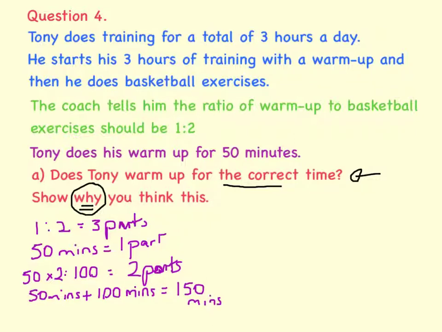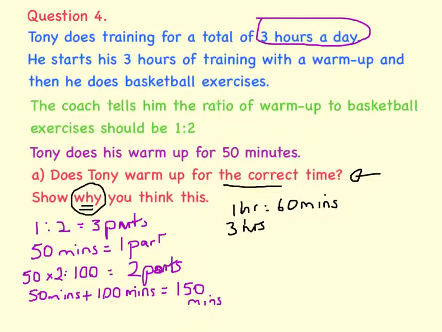We know he trains for a total of 3 hours a day, because we're told so there. We now need to find out how many minutes are in 3 hours. We know that 1 hour equals 60 minutes. So 3 hours is going to be 60 times 3, which equals 180 minutes.